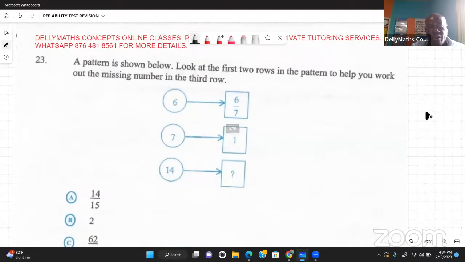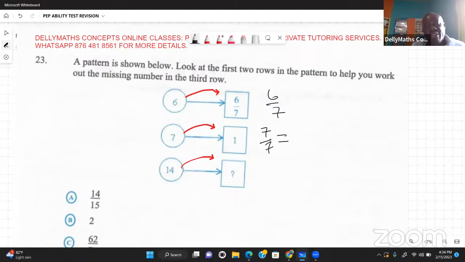When you look at number 23, it says a pattern is shown below. Look at the first 2 rows in the pattern to help you work out the missing number in the 3rd. So we're going to be observing what happened between 6 to 6 over 7. We're going to observe what happened between 7 to 1, and then figure out 14 goes to 1. If you look carefully, you will realize that 6 was divided by 7. 7 was also divided by 7, but 7 over 7 is classified as 1. So this 1 is a result of 7 divided by 7.